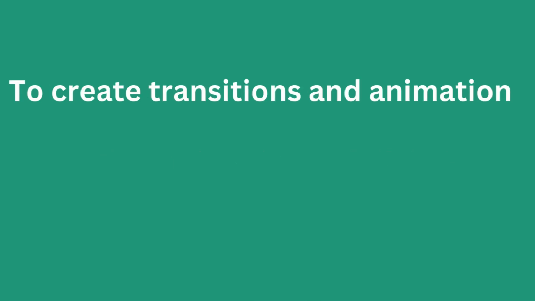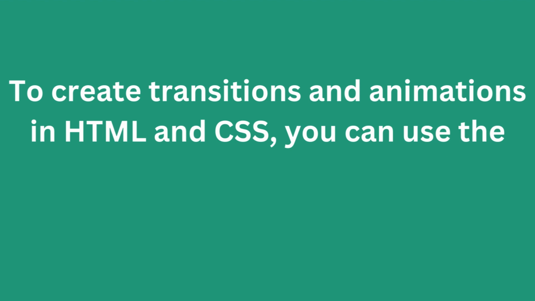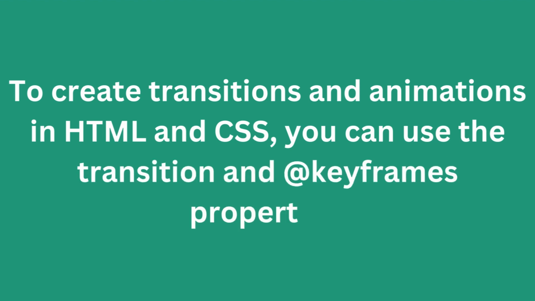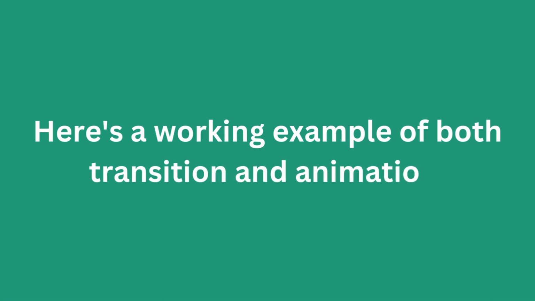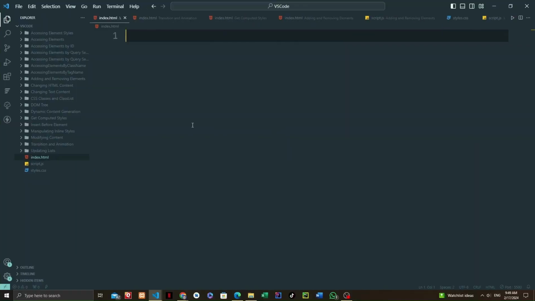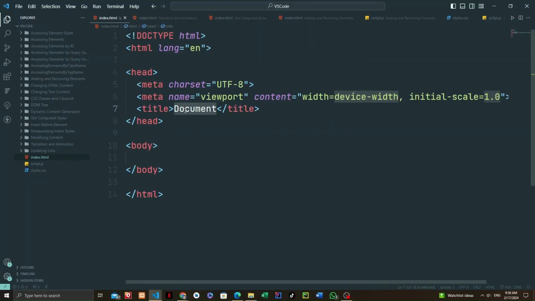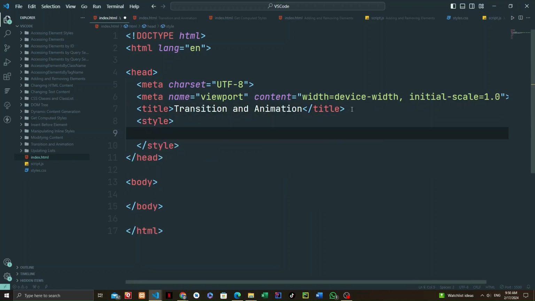Transition and animation. To create transitions and animations in HTML and CSS, you can use the transition and @keyframes properties. Here's a working example of both transition and animation. In the index.html file, write this code. Change the title to transition and animation example.